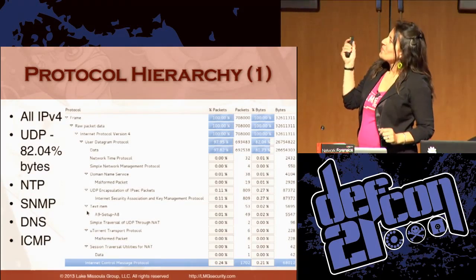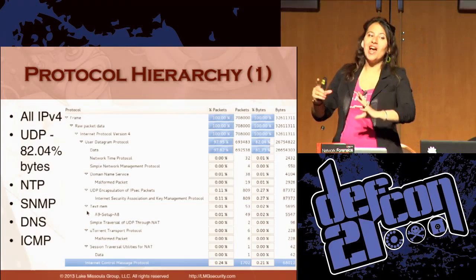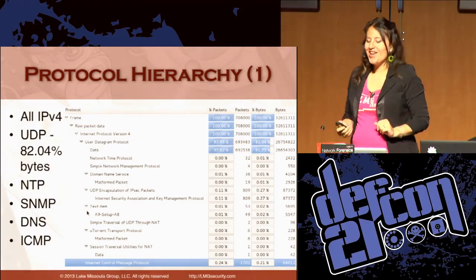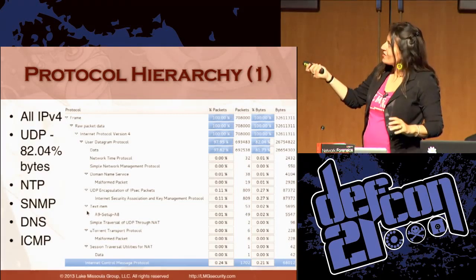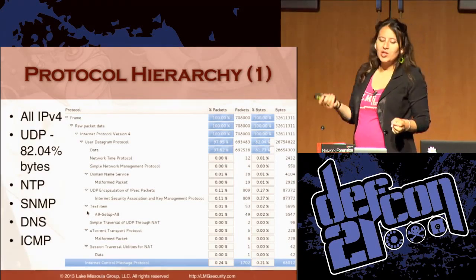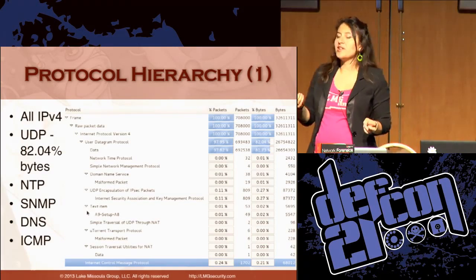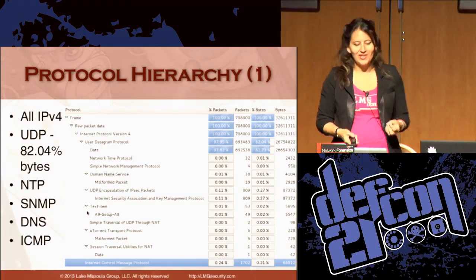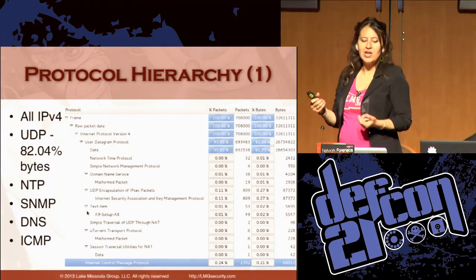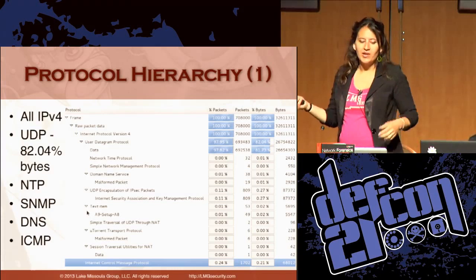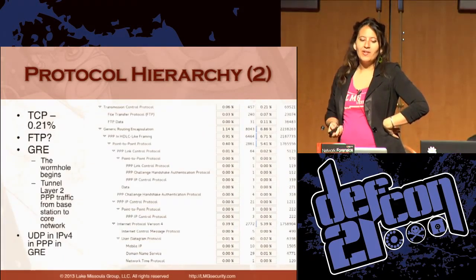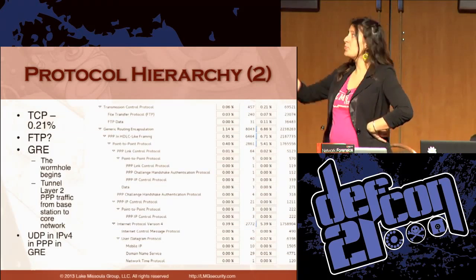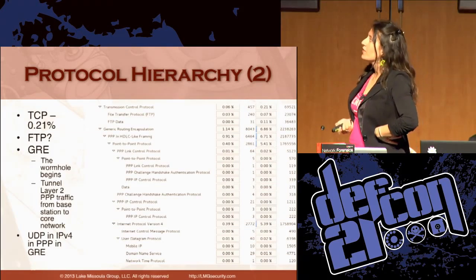So this is the first of 4 slides that I'm going to show you of a single Wireshark protocol hierarchy summary. You can see here, this is just the basics. It's all IPv4. 82.04% of the bytes were UDP. And then you see normal traffic that you might expect for managing a remote system: NTP, SNMP, DNS, ICMP, that kind of stuff. You scroll down, okay, you start to see TCP. That's 0.21%. I was pretty intrigued to see some clear text FTP traffic in there.